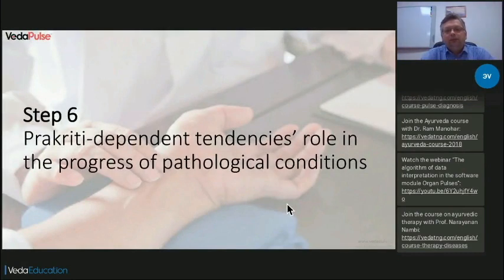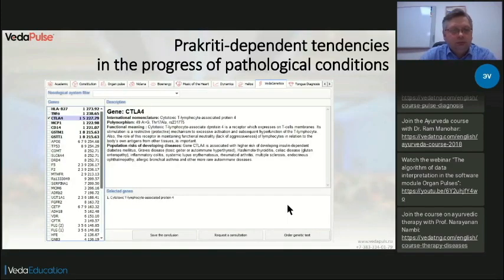The second step is to assess the features of Prakruti-dependent or Prakruti-determined tendencies that may form some pathological processes. You understand that we assess the Prakriti on the 7th level of the pulse, and instrumental pulse diagnostic complex allows with mathematical algorithms of bioinformation get the probability of genetic deviations.